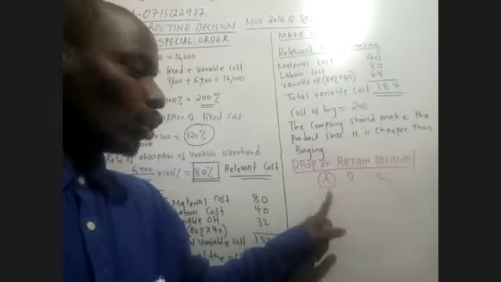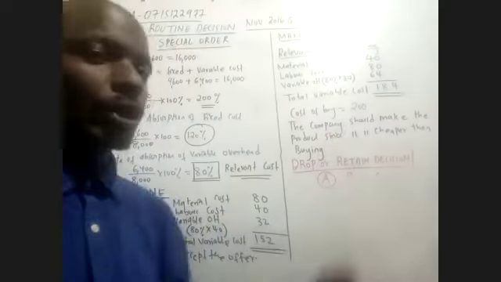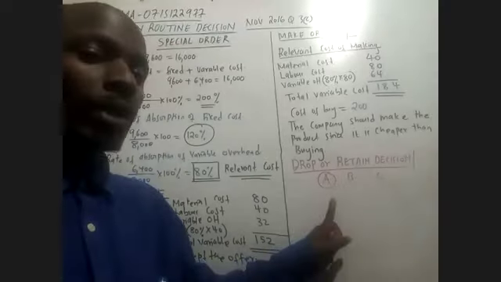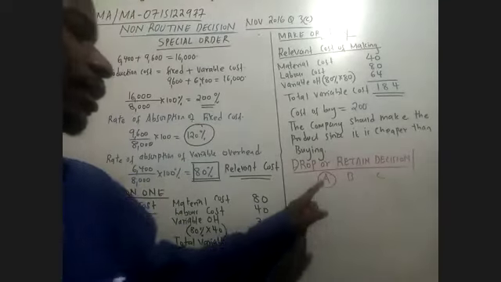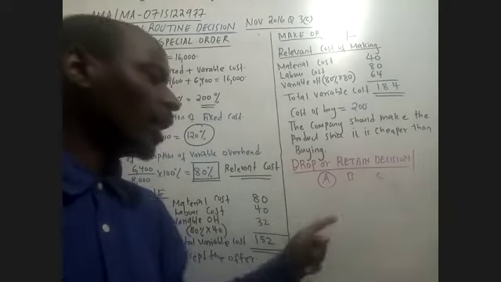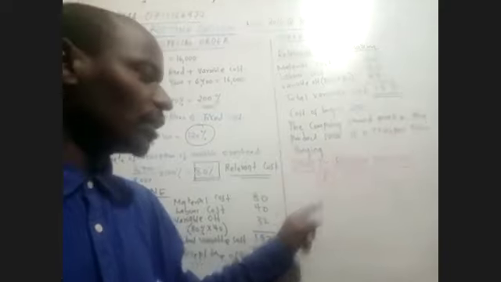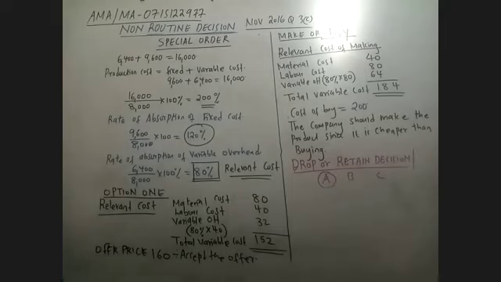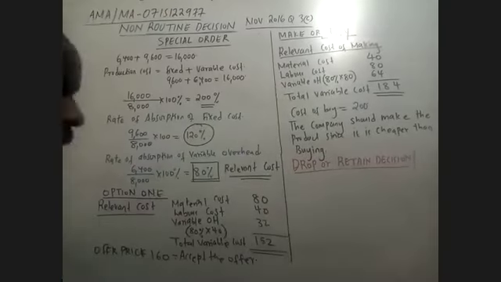Number two, psychological pricing method. Now, this is mostly used in supermarkets.